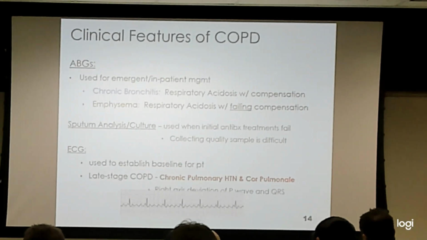In later stage, we're talking about that chronic hypertension. We'll talk about cor pulmonale. And really, it's just that right axis deviation is typically what we'll associate with COPD in later stages.